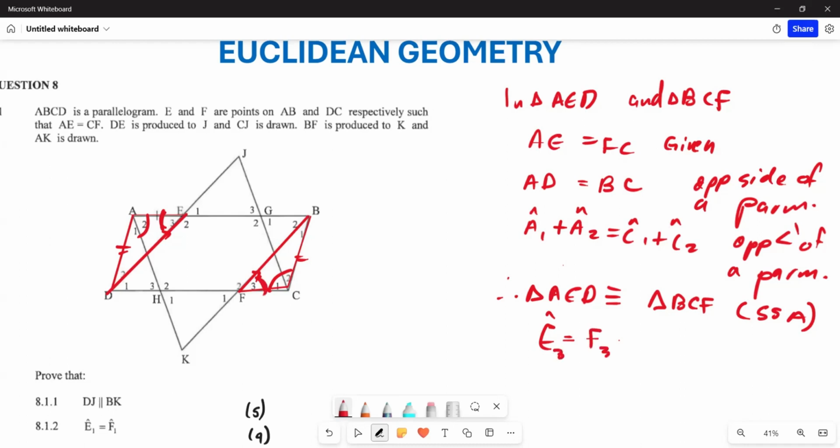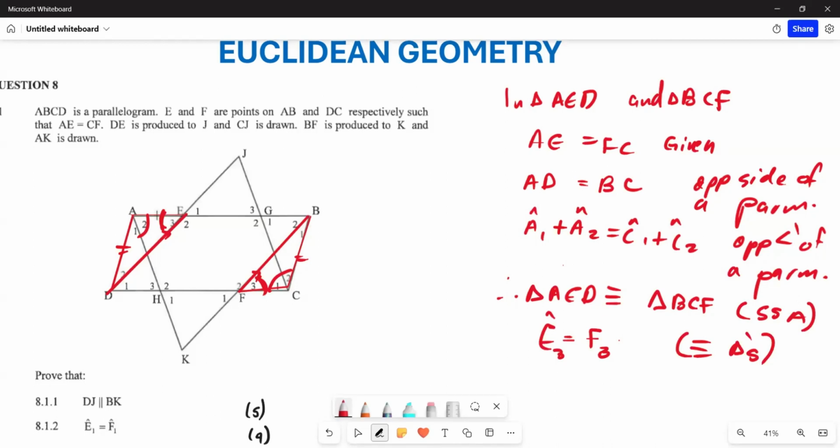E3 is going to be cos my angle F3. This is because of what? This is because of congruent triangles. Remember, congruent triangles state that all the angles are equal and all the sides are equal, right? And again, what else can I say from here?